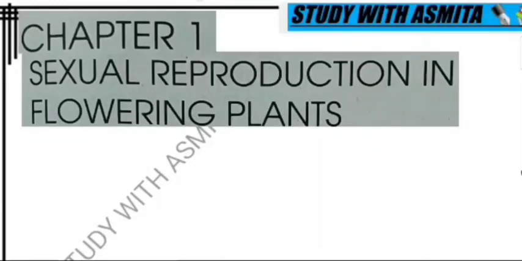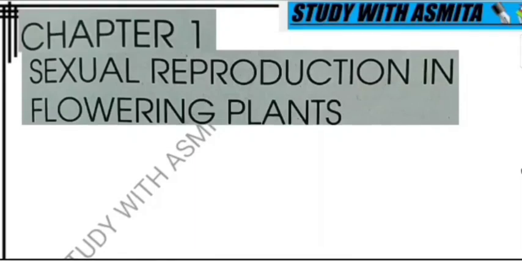Today we are going to start with chapter number 1 of class 12, that is sexual reproduction in flowering plants. In our previous class we have already classified all living organisms on the basis of their similarities and dissimilarities. One of the hierarchical classifications was kingdom. The plant kingdom was further classified into 5 divisions, which were thallophytes, bryophytes, pteridophytes, gymnosperms and angiosperms, right?